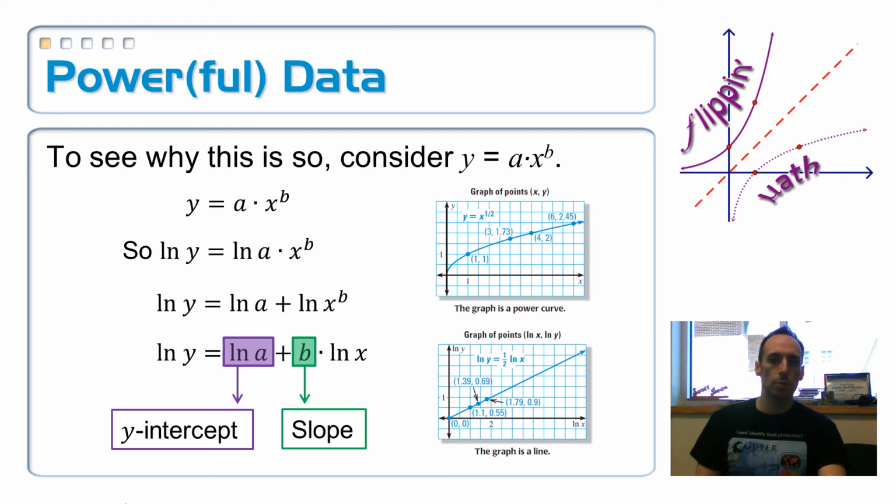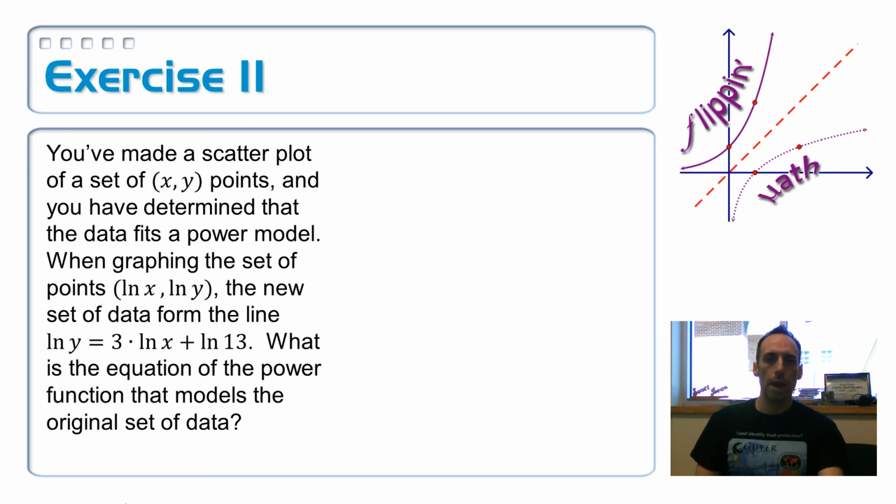So let's look at this kind of working backwards. I had a set of data. I graphed it. I'm pretty sure it fits a power model. So then I graph natural log x, natural log of y, and here's the linear equation that I came up with. Natural log of y is equal to 3 times the natural log of x plus the natural log of 13. And we want to get the power model that goes with the original set of data.